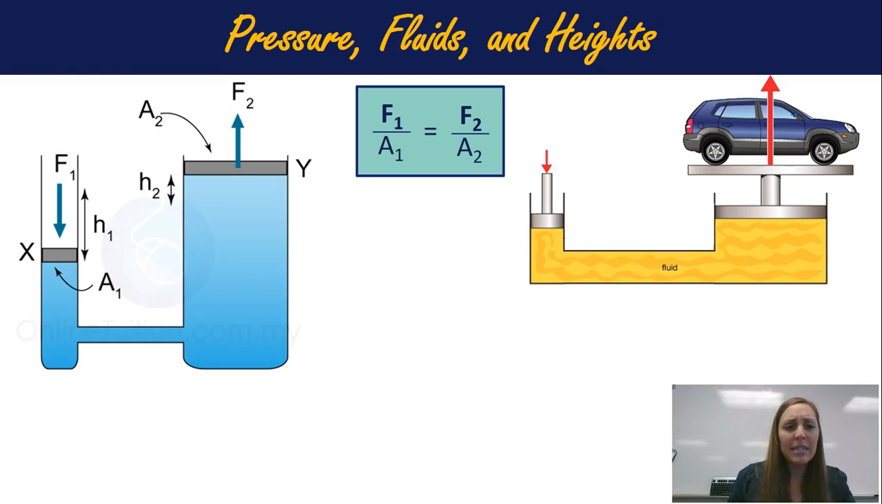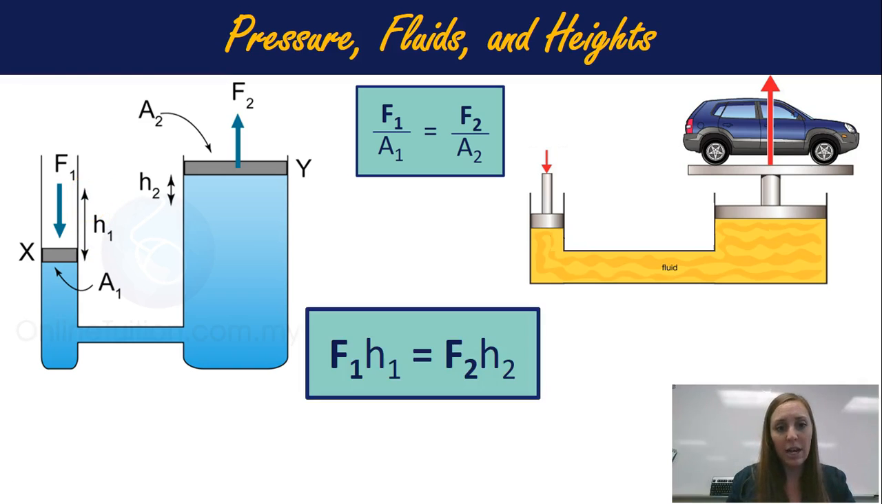All right, but we need to talk about something else today, and that's the height. You noticed something funky happened with the height during the syringe activity, and here's the formula you need to know. Force 1 times height 1, so 1 is always over there on the left-hand side. So the input force times the change of height is equal to the output force over there on the right times the height. And when I talk about height, I mean changes in height.